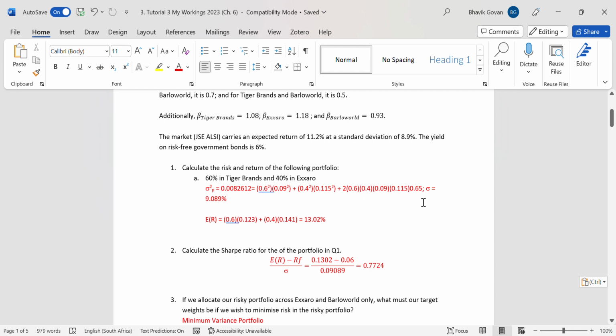So plug that all in your calculator and then square root it, and you will get a standard deviation of 9.089%. So that's your risk for the portfolio.